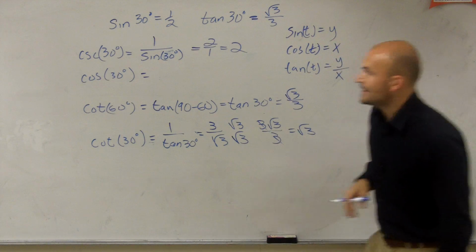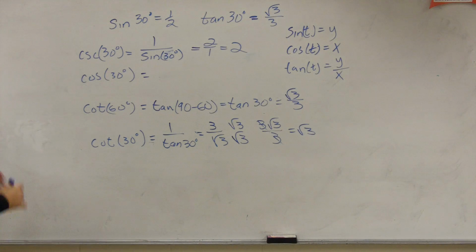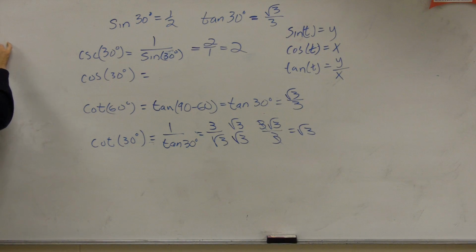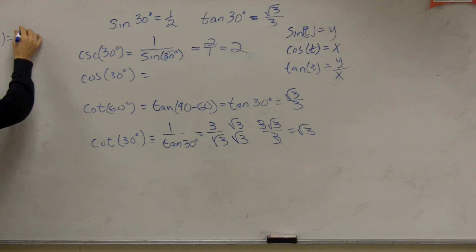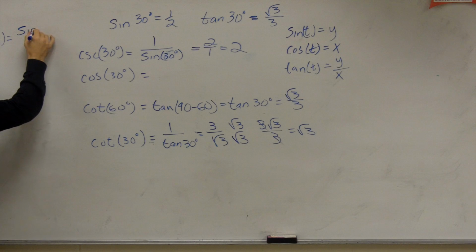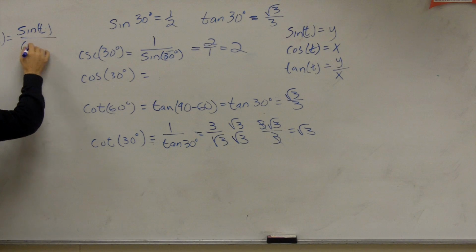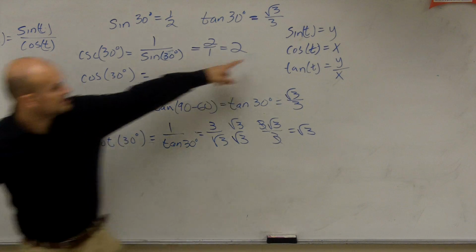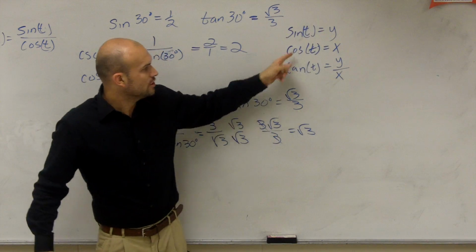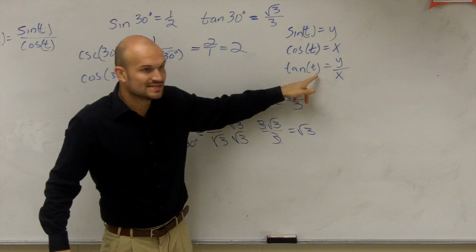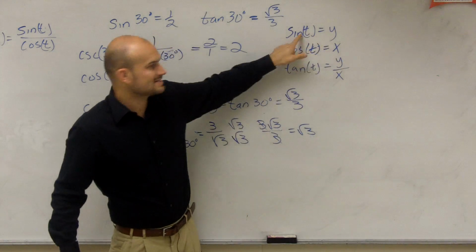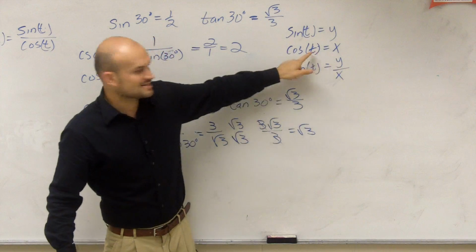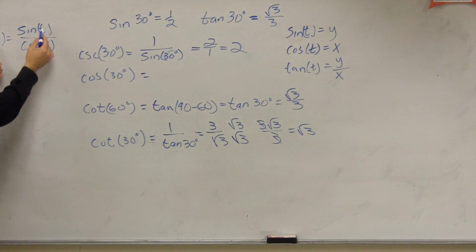So now knowing that information, can we say that tangent of t is equal to sine of t divided by cosine of t? By using that information, sine of t is equal to y, cosine of t is equal to x. Tangent of t is y over x. Well, if y is the same thing as sine of t, and x is the same thing as cosine of t, can you say these things are equal?